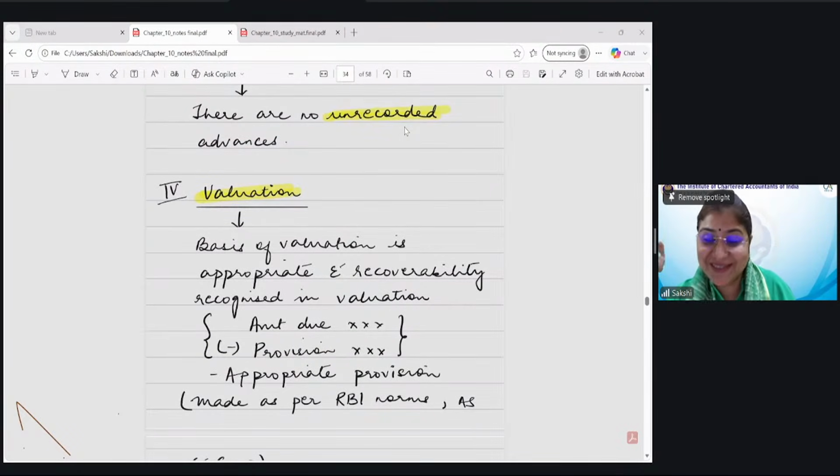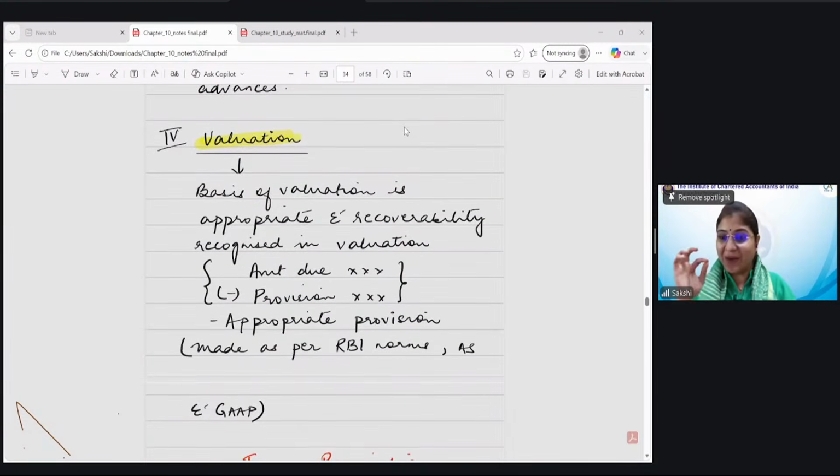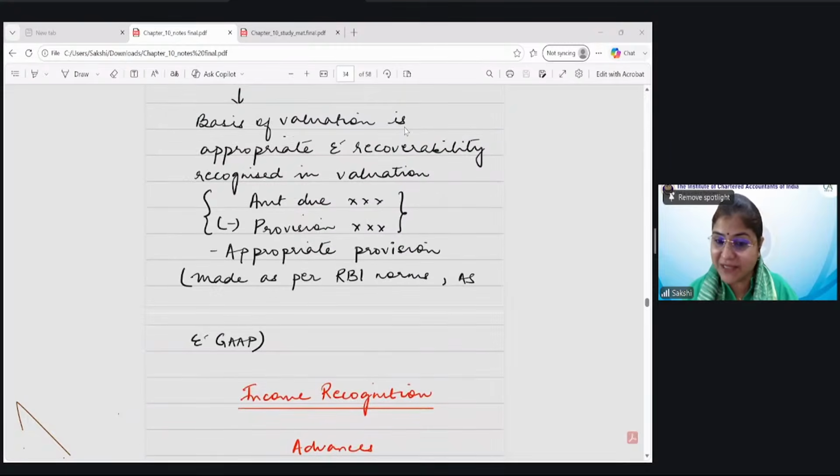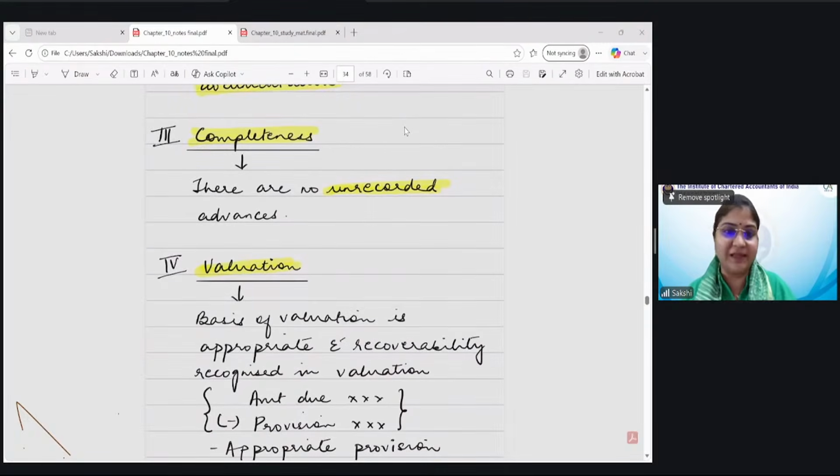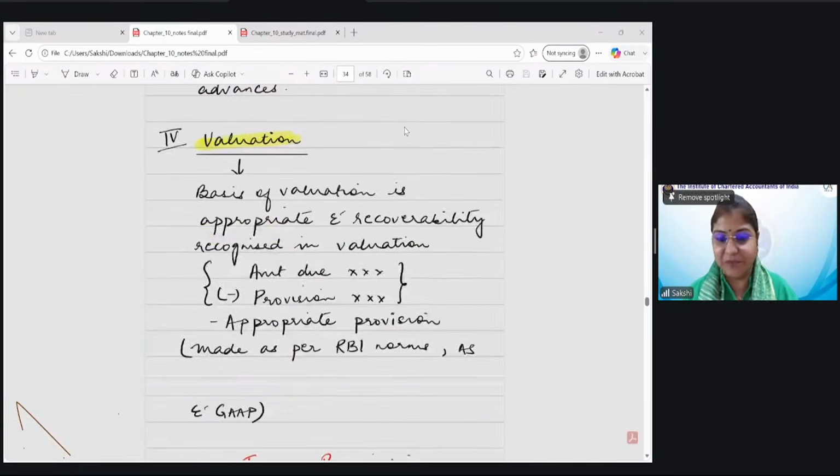Your FDs, your Indira Vikas Patra, your Kisan Vikas Patra. Do you remember all these things? All right, okay. So how will you calculate the value? Amount due minus the provision. So appropriate provision is made as per RBI norms and accounting standards and GAAP, generally accepted accounting principles.